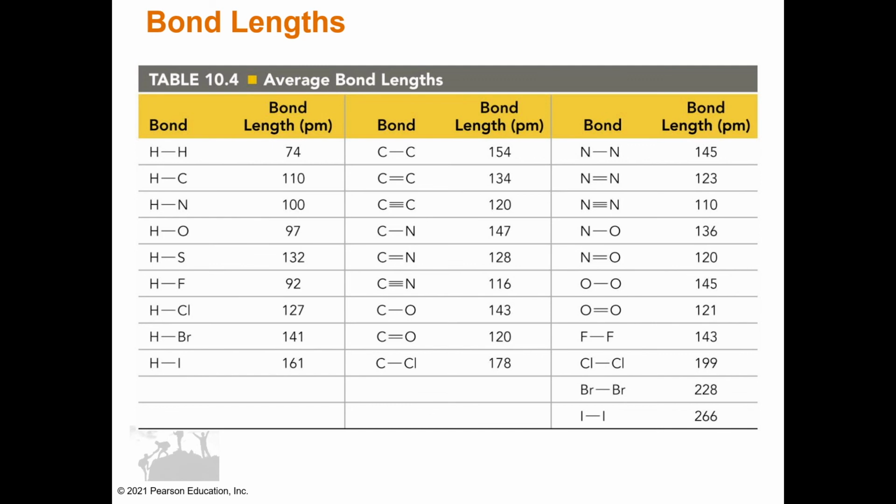There really is nothing for you to memorize here in terms of bond lengths, but you do have to understand that triple bonds are the shortest bonds and single bonds are the longest bonds. So if we take a look at this carbon-carbon set, you can see that the triple bond would be the shortest in the set and the single bond would be the longest.